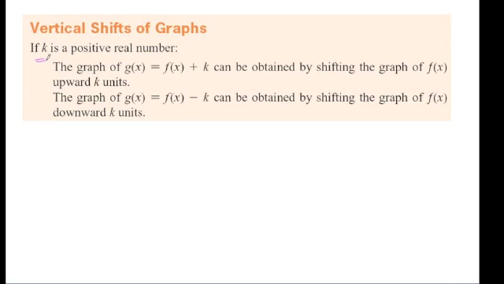If k is a positive real number, the graph of g of x equals f of x plus k can be attained by shifting the graph of f of x k units upward. Notice when it's plus k, it's k units up, and that's after the normal function. The graph of g of x equals f of x minus k can be obtained by shifting it downward k units. So plus k goes up k, minus k goes down k.